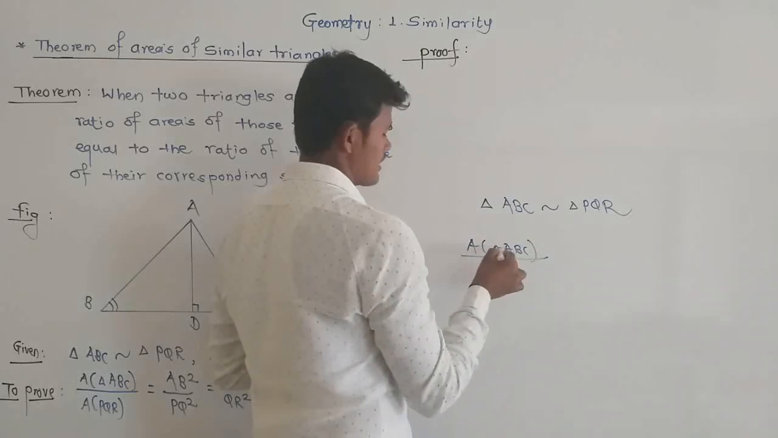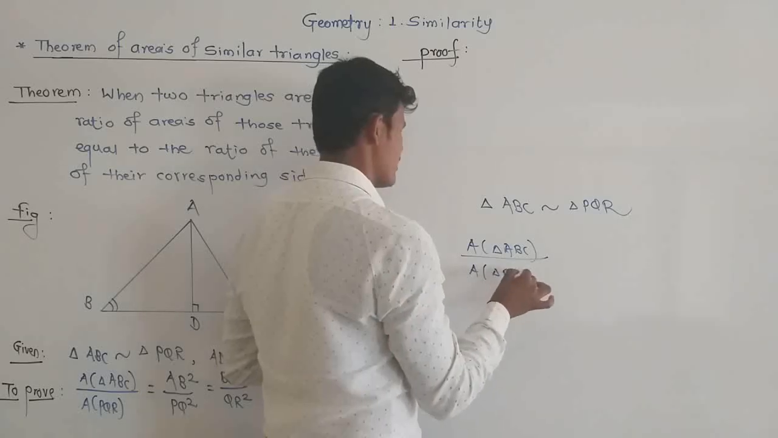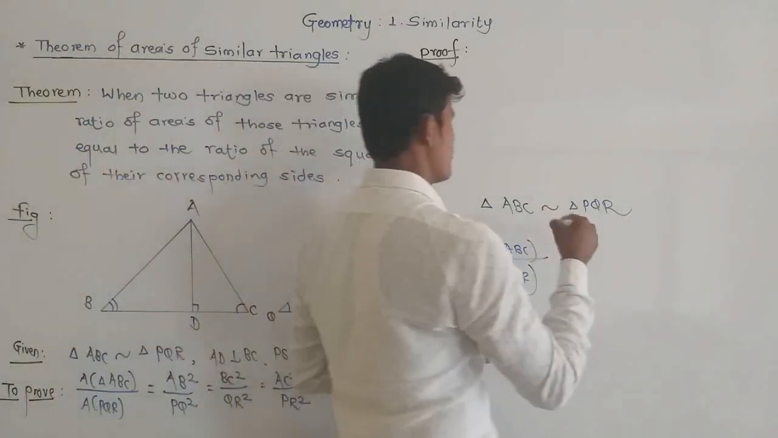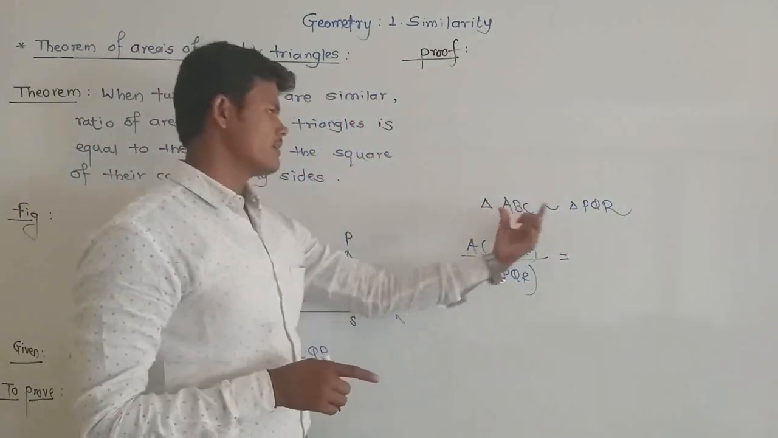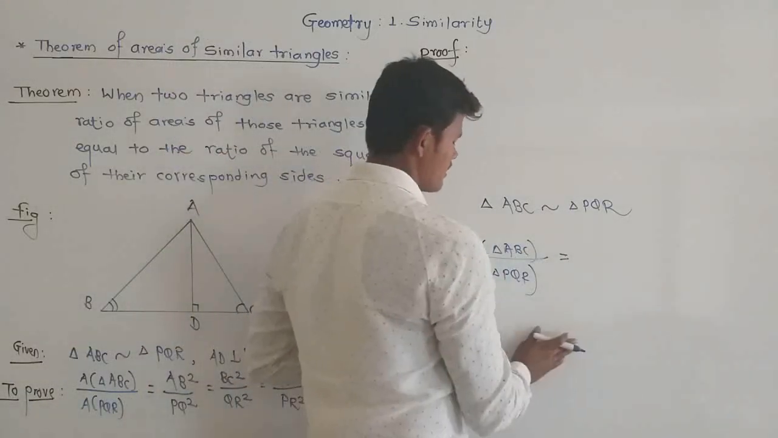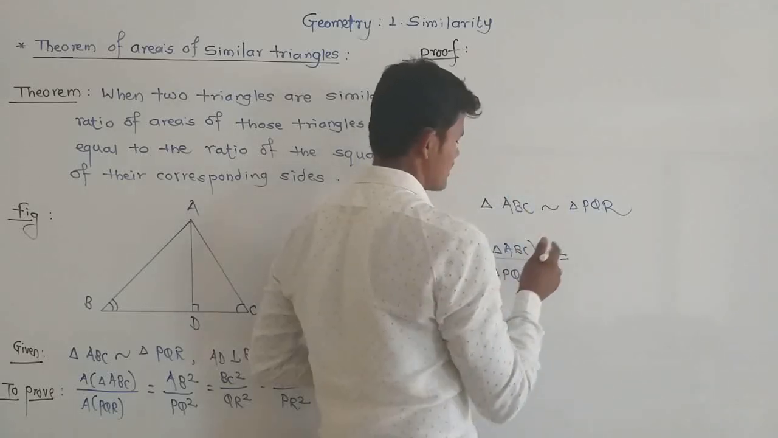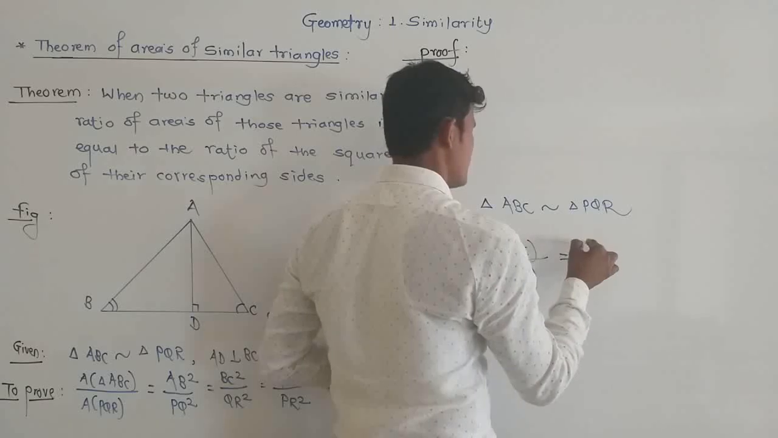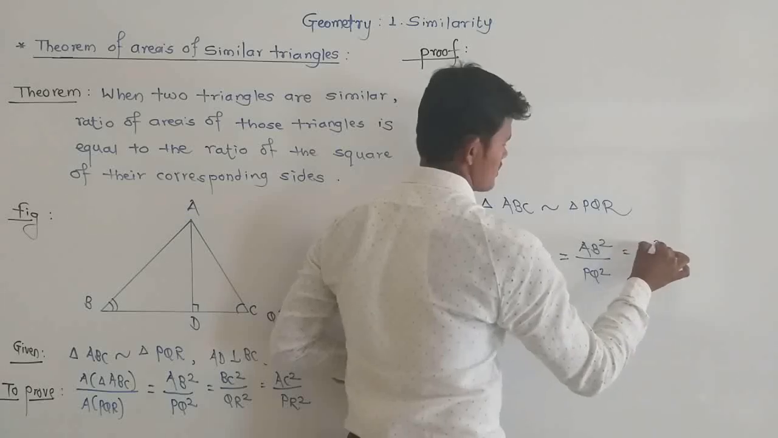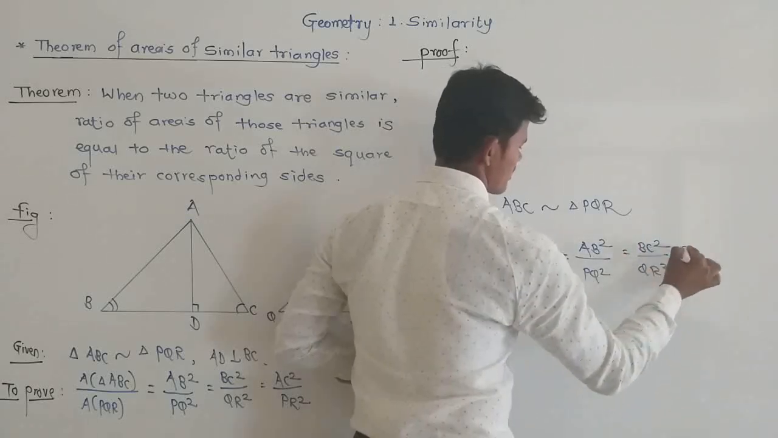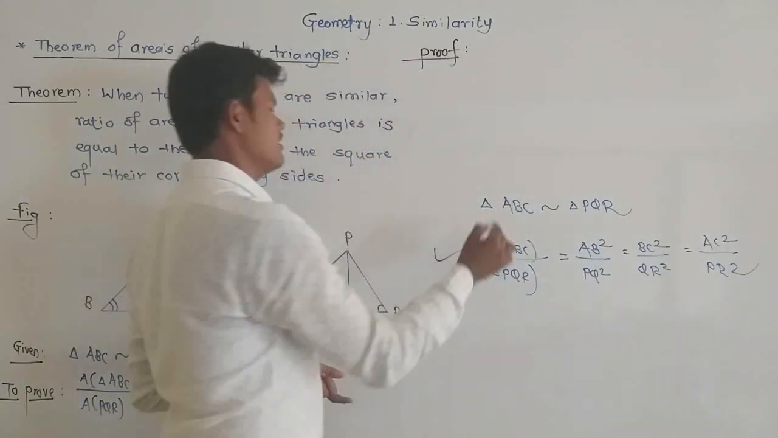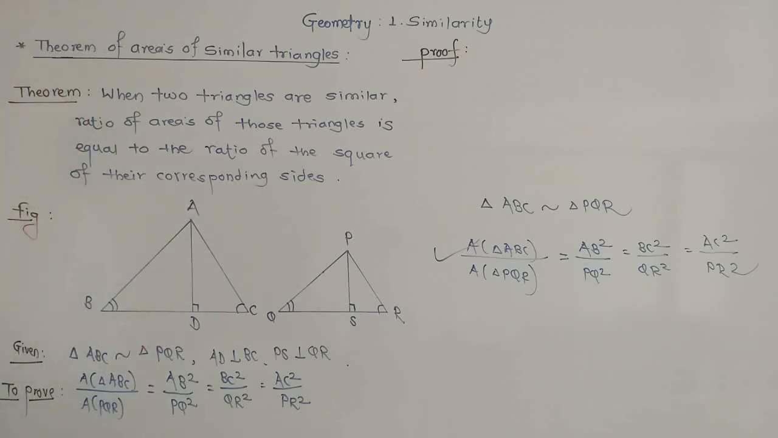we get area of triangle ABC to area of triangle PQR is equal to the ratio of squares of corresponding sides. We already know if two triangles are similar, then their corresponding sides are in the same proportion, but here we have to take the square of their corresponding sides. That means we get AB square upon PQ square is equal to BC square upon QR square is equal to AC square upon PR square. This is what we have to prove here. This is the statement of the theorem of areas of similar triangles.